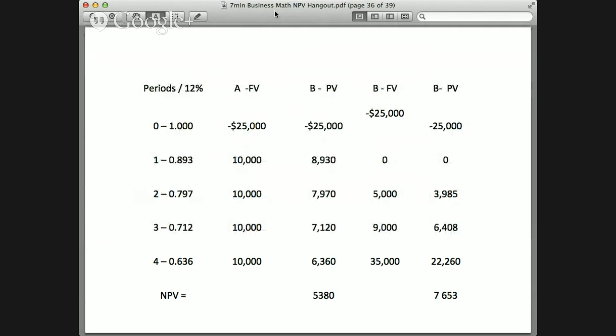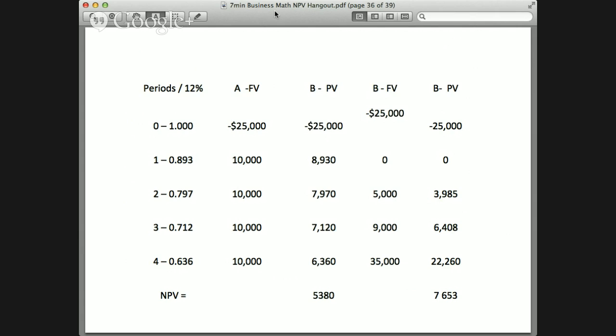Let's do a comparison then. Machine A at future value, and the next column is A at present value, and then the next 2 columns are machine B at future value and machine B at present value. So there are the calculations again, in longhand. Whenever you do the summation at the bottom, the net present value for machine A is 5,380, and for machine B it's 7,653.